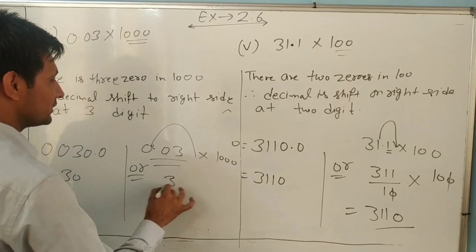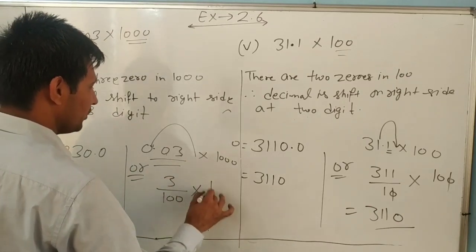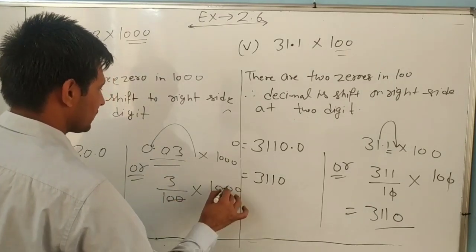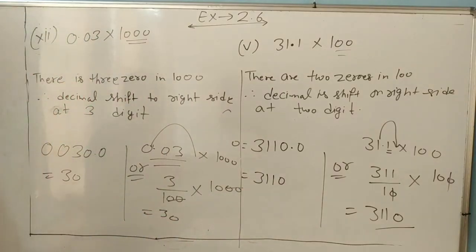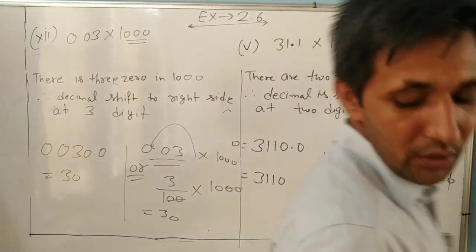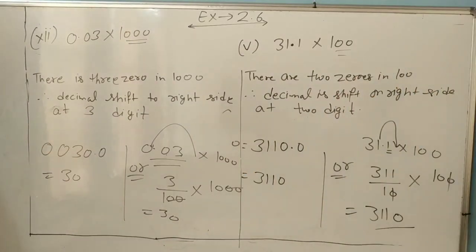Otherwise we can do it by this method. Remove the decimal: 3 by 100 into 1000. 100 cut by 100, 3 into 10 is 30. So that is your answer. It is very simple, dear, you can do it yourself. Next is the fourth question, dear.